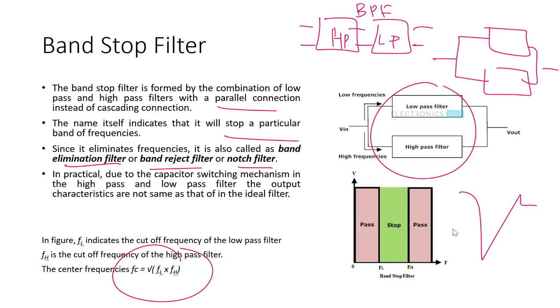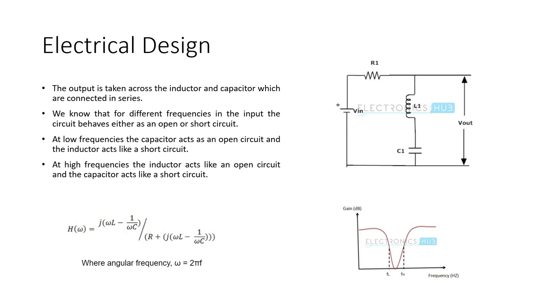In practice, due to the capacitance switching mechanism in high pass and low pass, the output characteristic might not be the same as these steep lines, but rather would be something like this. So it will not be an ideal filter. The electrical design is either that way, or we can also write it like this.